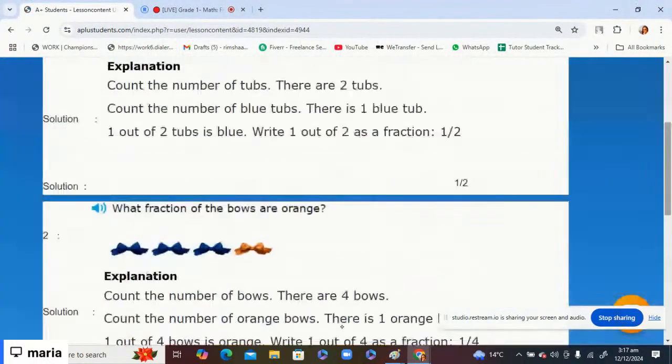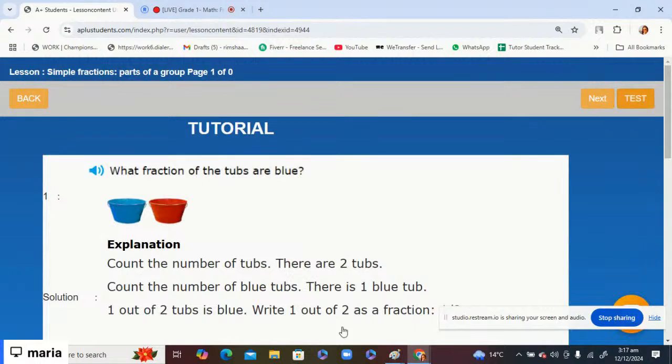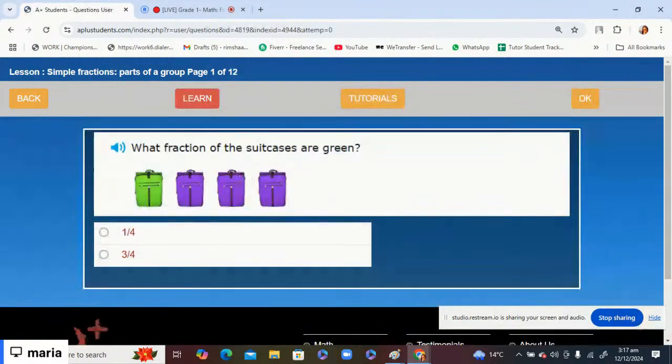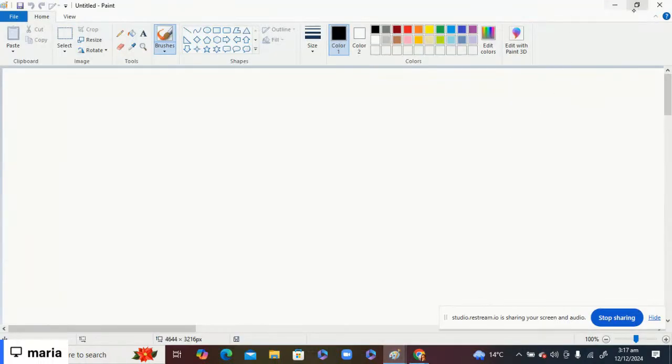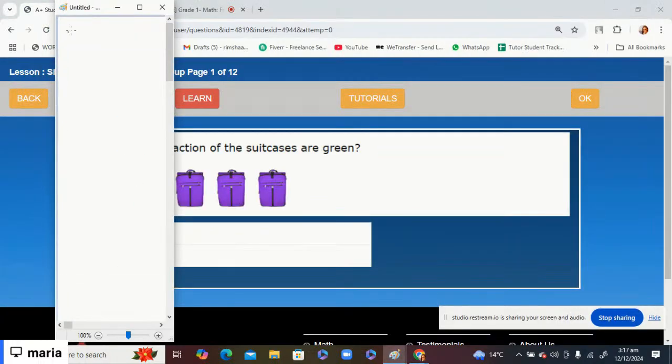Okay, let's do some test questions for that. So first of all, here are the suitcases. What fraction of the suitcases are green? First of all, count the total. How many in total? It's 4.